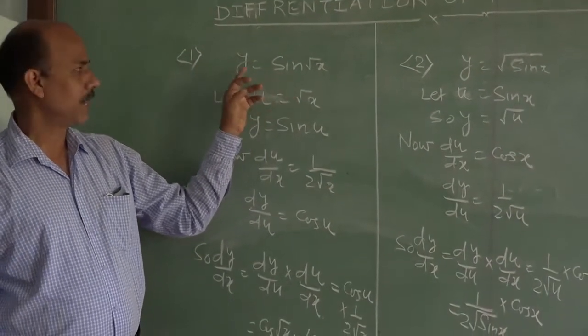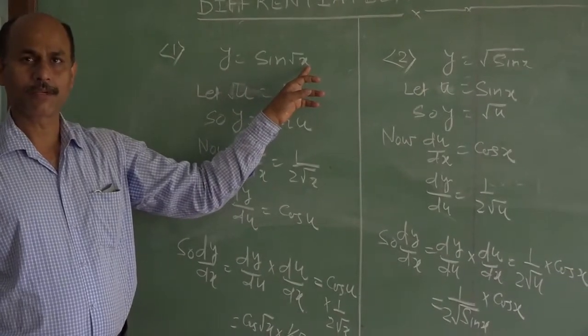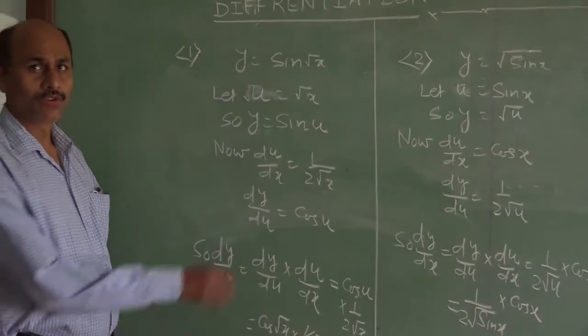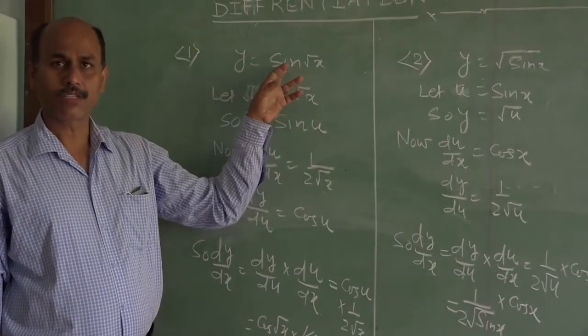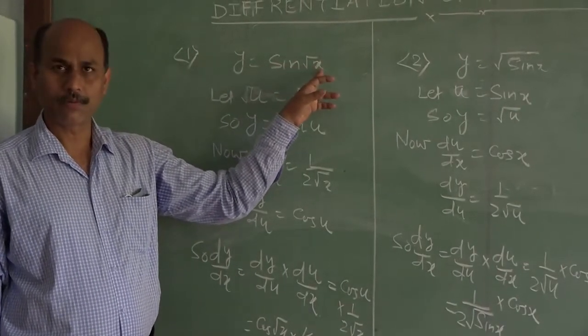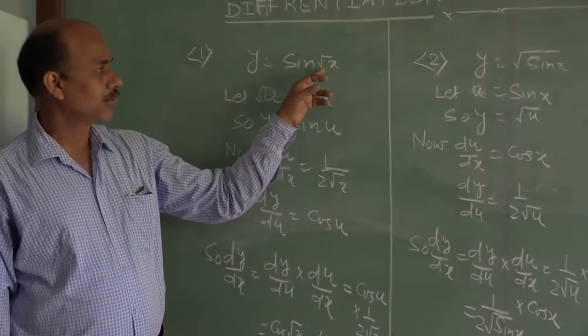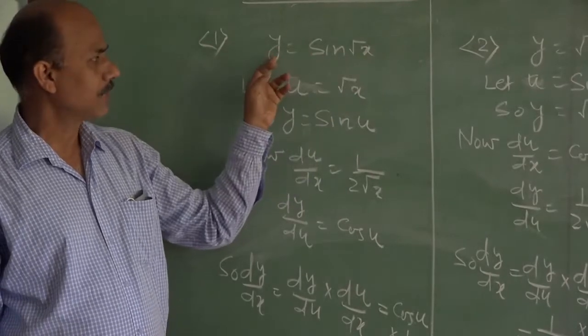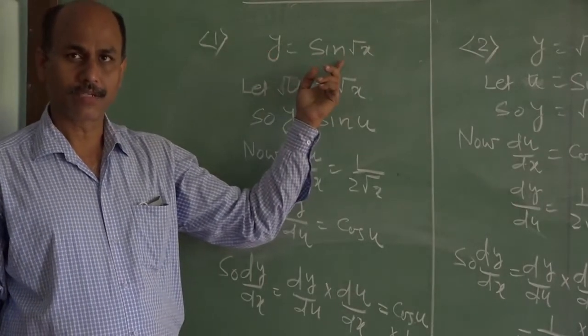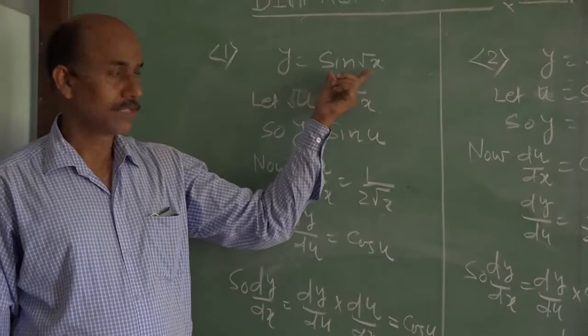The first one is y is equal to sine root x. Suppose you have to find the differentiation of it, so what should you do? As I told you, there are two functions here: one is the trigonometrical function and the other is the square root function. You should start by supposing the function in such a way that your y gets converted into the standard format. You have to convert y into the standard format.